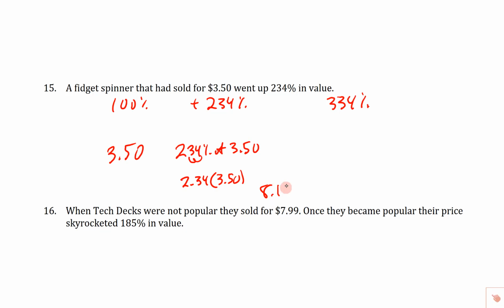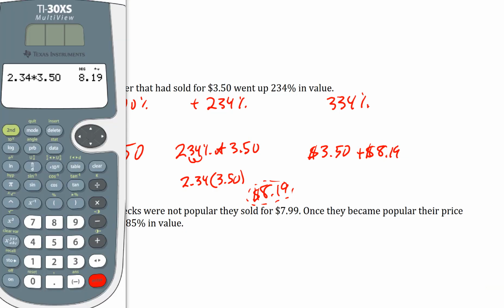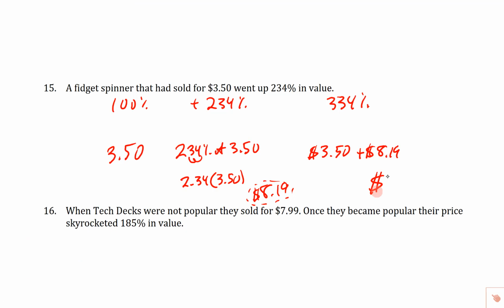That's not how much we pay. That's how much they jack the price up. So this right here is important, but it's not what we really want to know. What we want to know is how much did we end up paying? $3.50, the $3.50 plus the $8.19 markup. So let's add the two of those together. $3.50 plus 8.19, and we end up paying $11.69. So that's the final price.